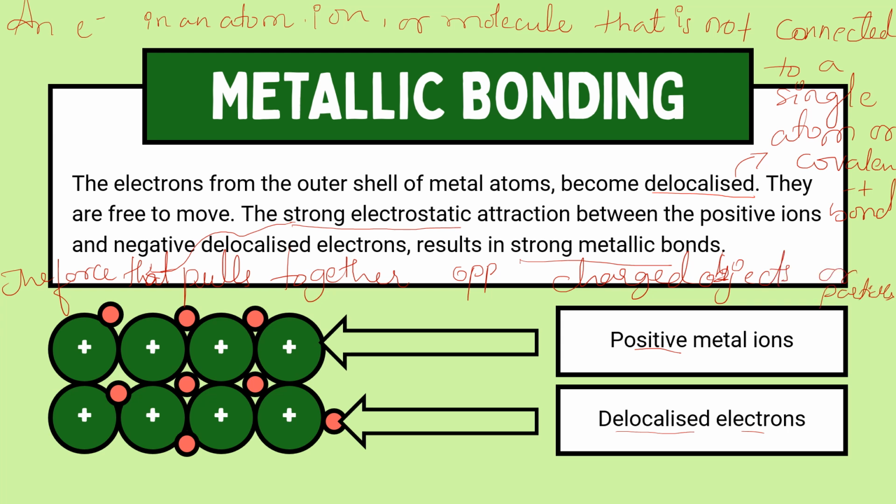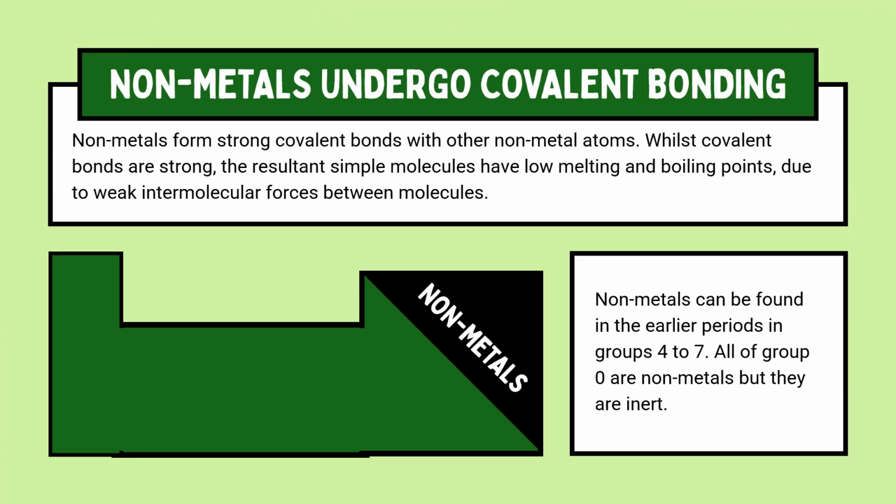Once again, the electrons from the outer shell of metal atoms become delocalized, that is, they are not connected with a single atom or a covalent bond, and are free to move. The strong electrostatic attraction between the positive ions and negative delocalized electrons results in strong metallic bonds. Okay, non-metals undergo covalent bonding, and metals undergo metallic bonding.